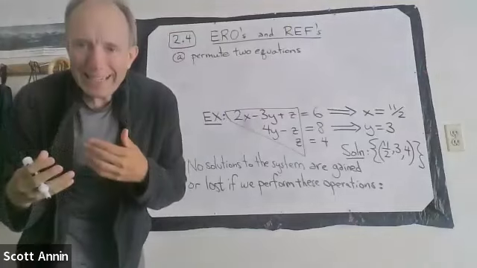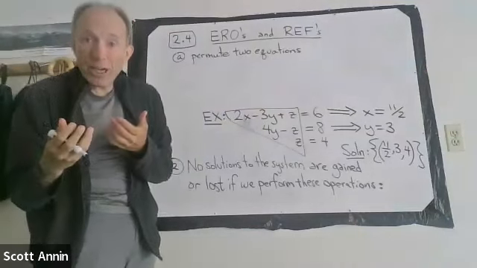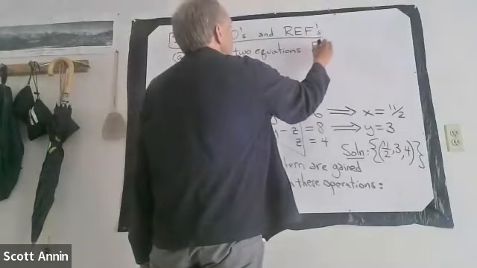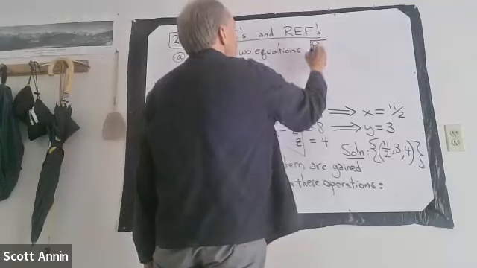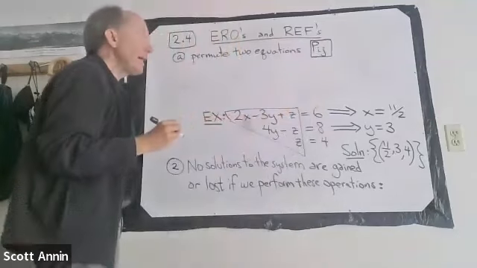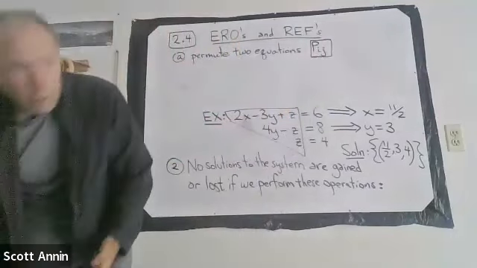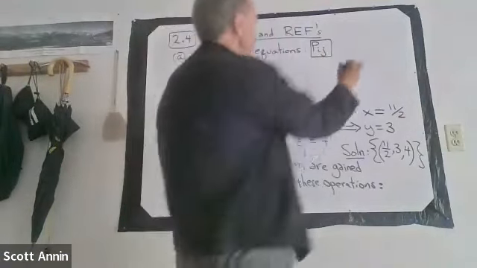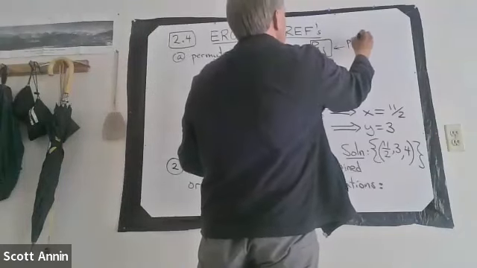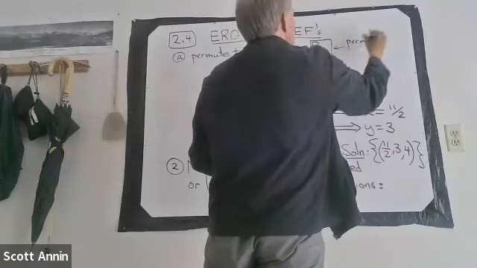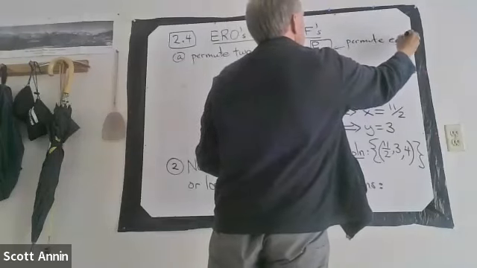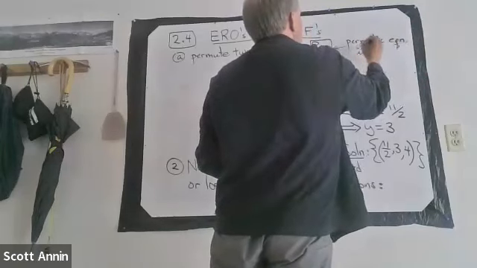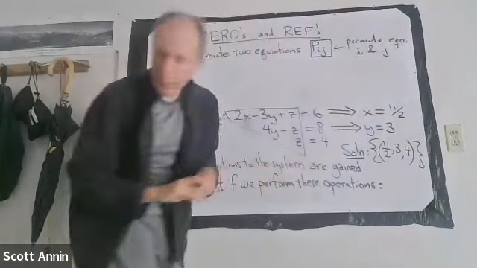And by the way, we're going to need to keep track of what these operations are and have little notations for them. So I'm going to use something as a symbol here, Pij, and that is basically going to stand for switching the ith and jth equation. Okay, so permute equation i and j.